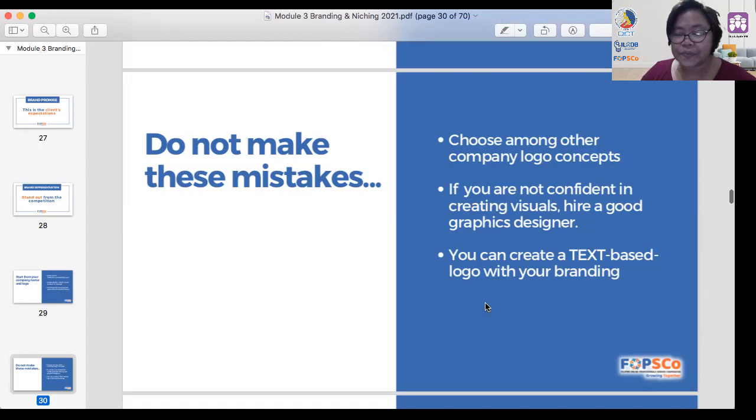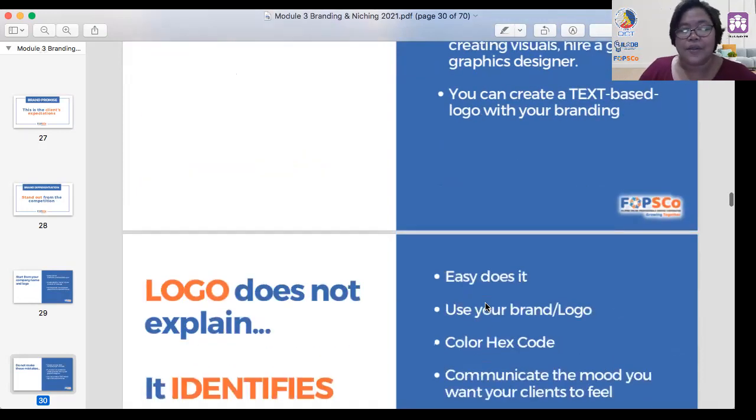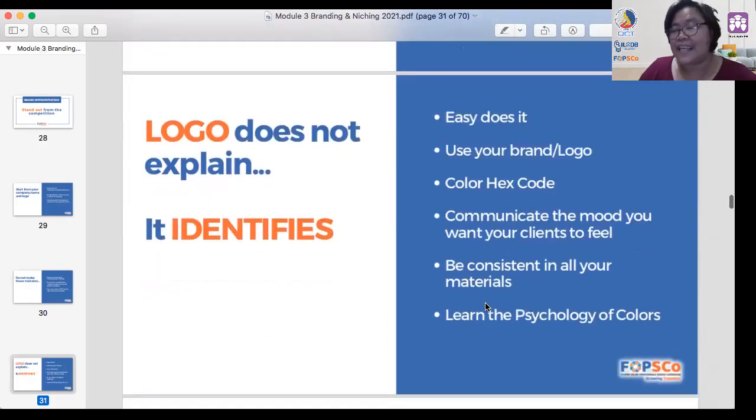conceptualizations. Okay? And then you can create a text-based logo with your branding. So pwede ring text-based like WPExpert.com. Yun lang yung logo mo. Like, you know, Coke. Coke lang. C-O-K-E. But then there's a differentiation when it comes to font and colors, right? Okay, logo does not explain. Sabi niya, it identifies.